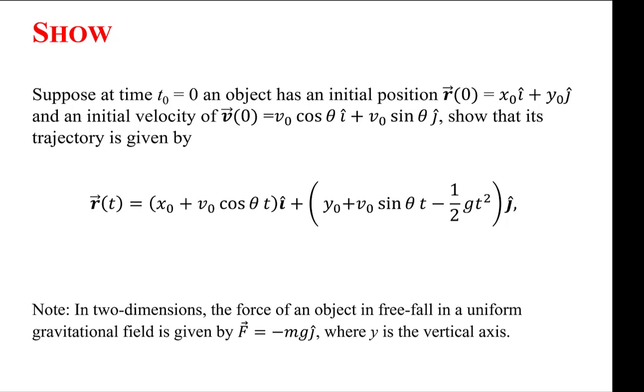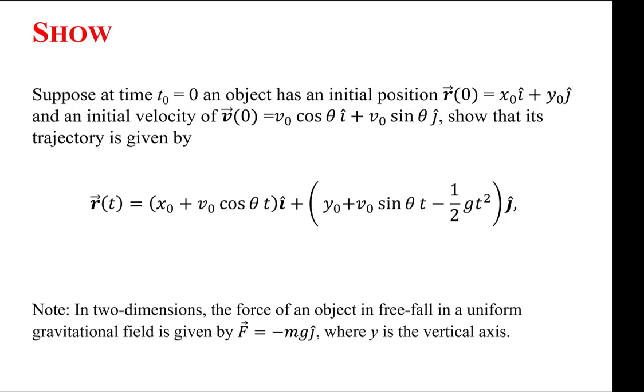Suppose at time t naught equals 0, an object has an initial position of r vector equals x naught for the x component plus y naught for the y component, and an initial velocity of v vector at 0 equals v naught cosine of theta for the x component and v naught sine theta for the y component.